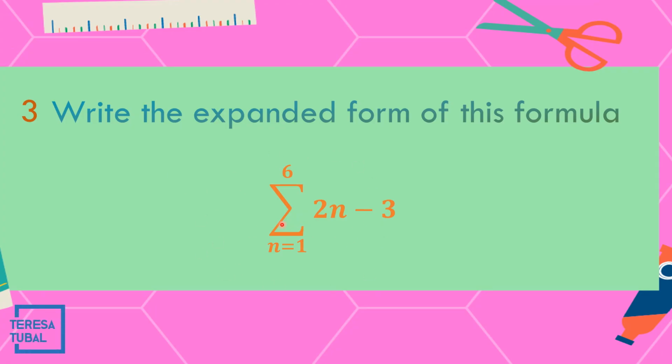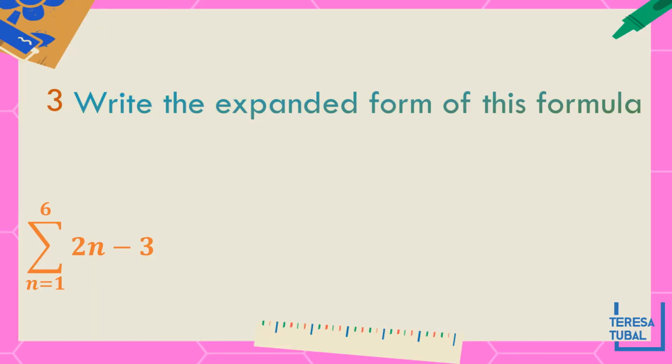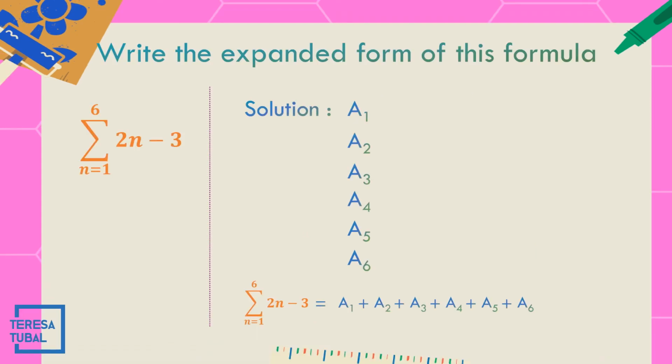How about number 3? Summation of 2n minus 3 goes to n equals 1 up to 6. So we need to identify the first term, second term, third term, fourth term, fifth term up to the sixth term. Our equation, that is 2n minus 3. So let us replace the value of n by 1 for the first term. So that is 2 times 1 minus 3. 2 times 1 is 2 minus 3. The answer is equal to negative 1.